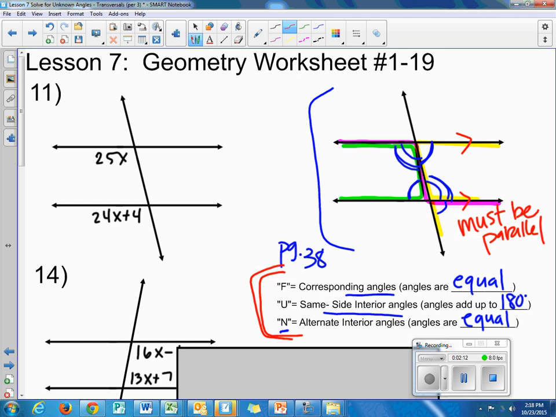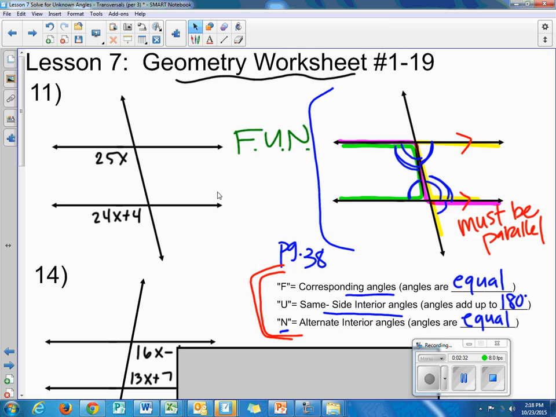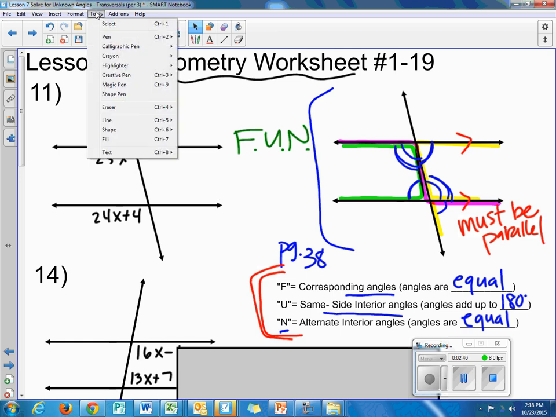Okay, so let's go ahead and get started here. That was basically lesson 7. So number 11, this is taken from your geometry worksheet that I gave you guys. Number 11, do you see F, U, or N? Check it out. Okay, so if you guys can pause this video, try 11, 14, and 19. So these are problems I'm going to help you guys out with. So try it first and then come back in a few minutes.